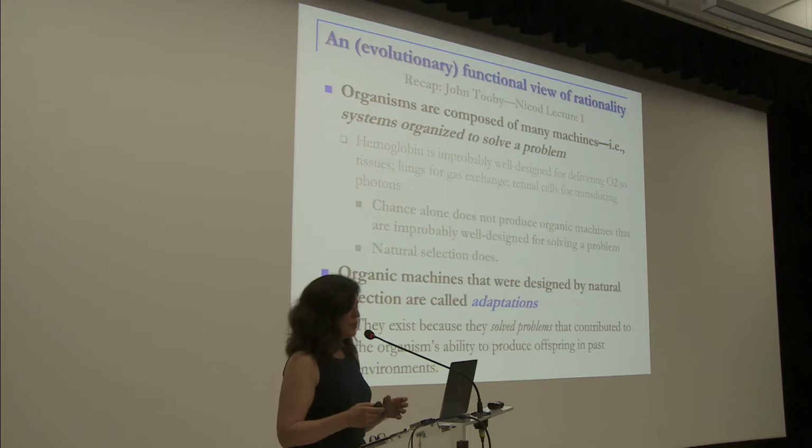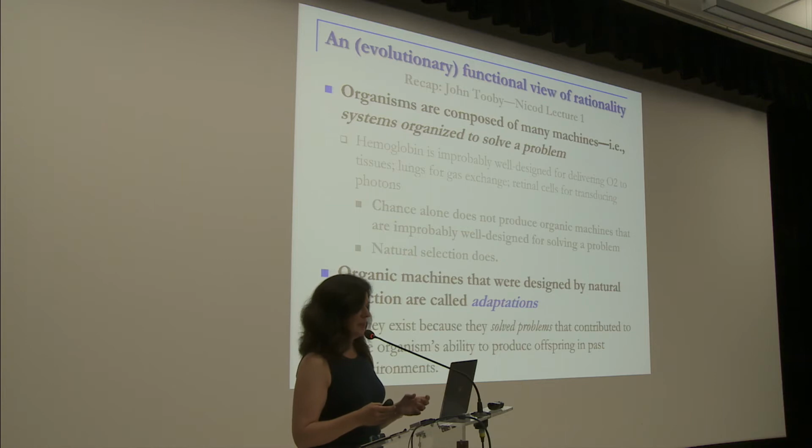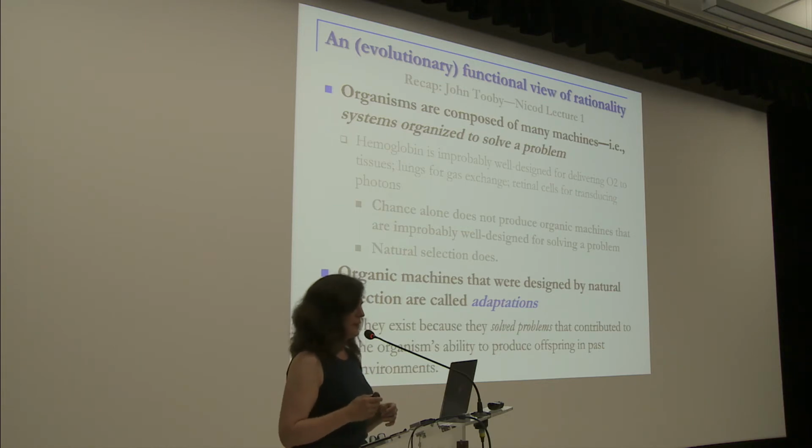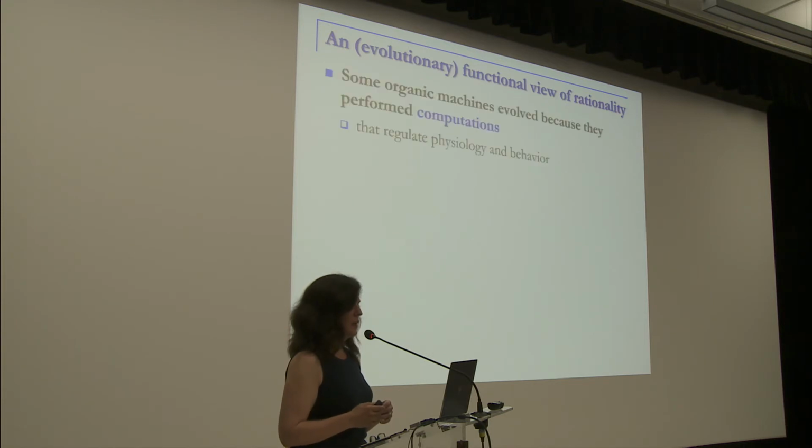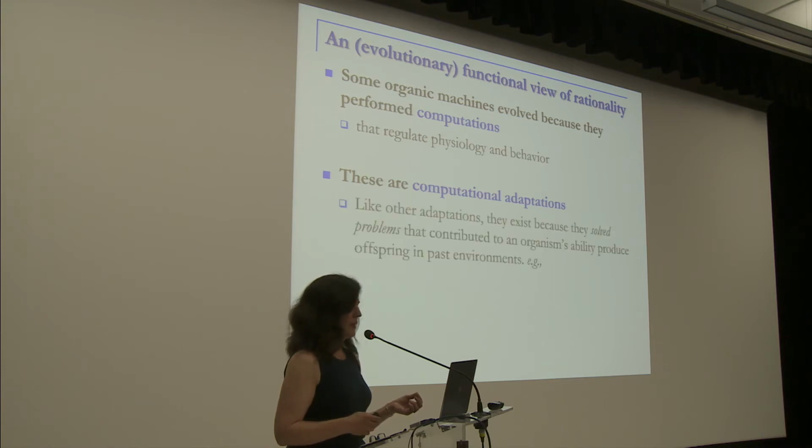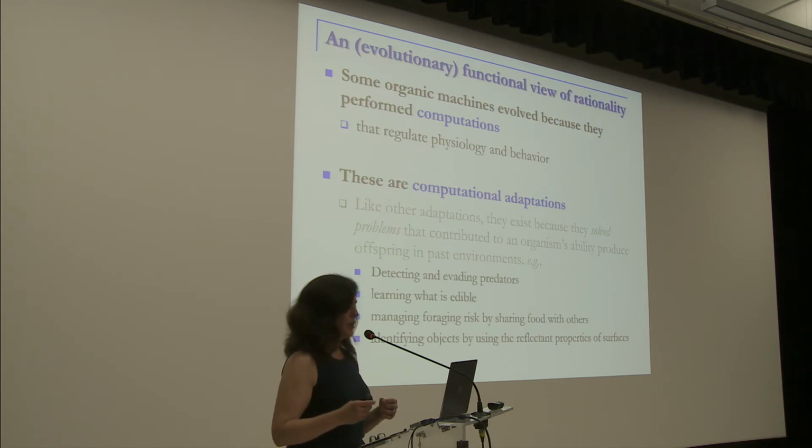Chance alone does not produce organic machines that are improbably well designed for solving problems. Natural selection does. Organic machines that were designed by natural selection are called adaptations. And adaptations exist because they solved problems that contributed to an organism's ability to produce offspring in past environments. They were produced by a particular causal process. Some organic machines evolved because they perform computations that regulate physiology and behavior. And these are computational adaptations. And like adaptations, they exist because they solved problems that contributed to an organism's ability to produce offspring in past environments. For example, detecting and evading predators, learning what's edible, managing foraging risk by sharing food with others.